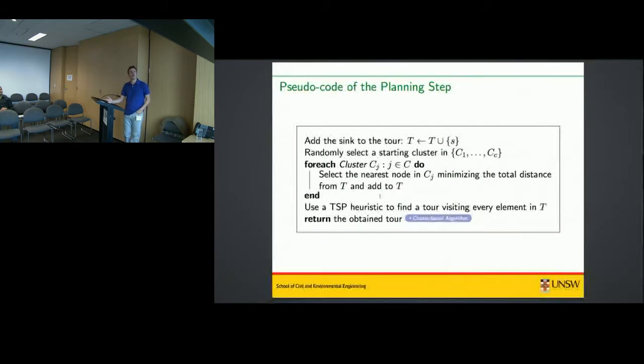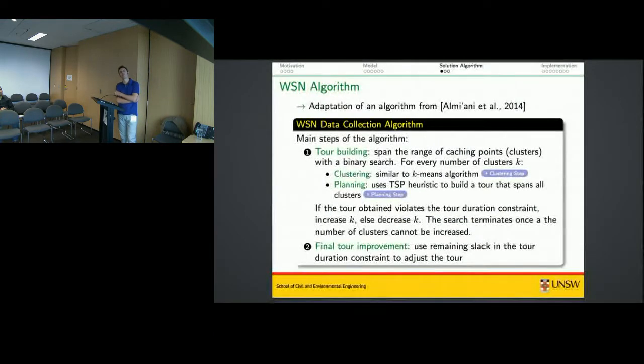Every time we find the optimal node in each cluster, we add it to the tour and so on. So again, here also, it depends a lot on the order in which you pick the starting cluster and the clusters thereafter. I know that they have tested some different heuristics to do that, but roughly, random was as good as you could obtain on average. Once we have the node in each cluster, we can use Christofides' algorithm to find the three-halves approximation tour, and that will give us a set of nodes, a tour, that we will then check if this tour violates the tour duration constraints.